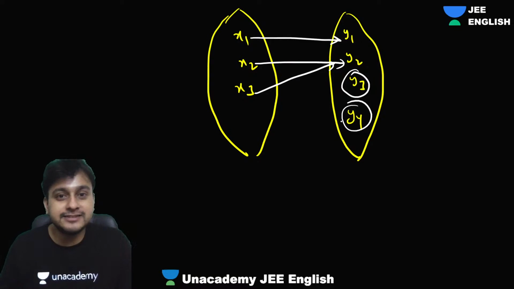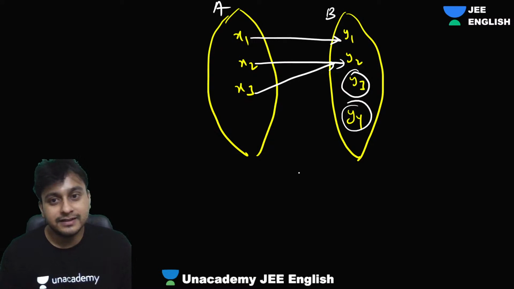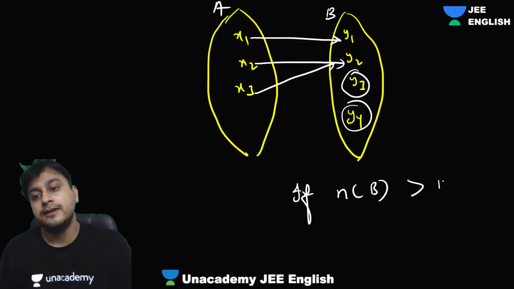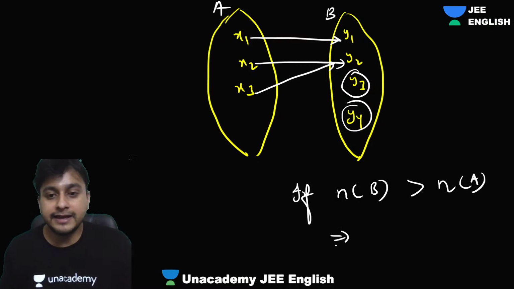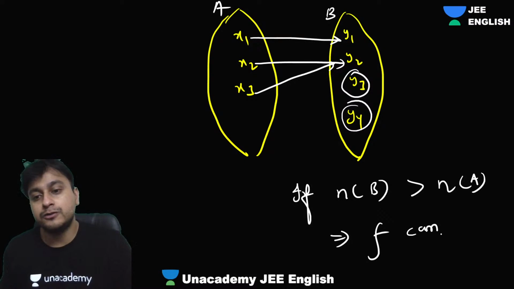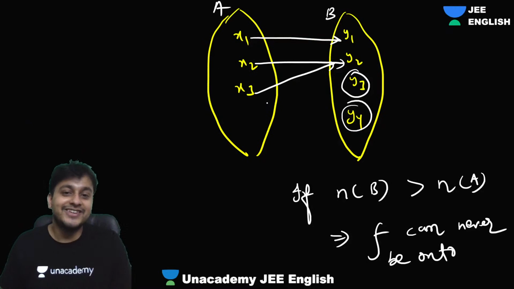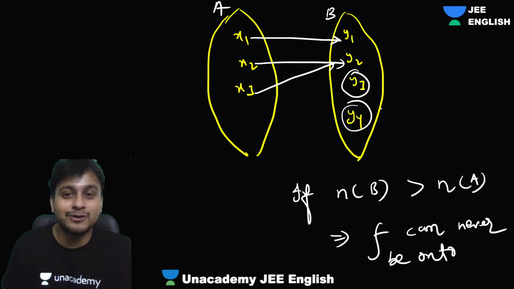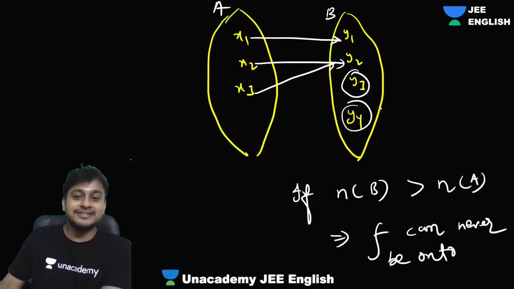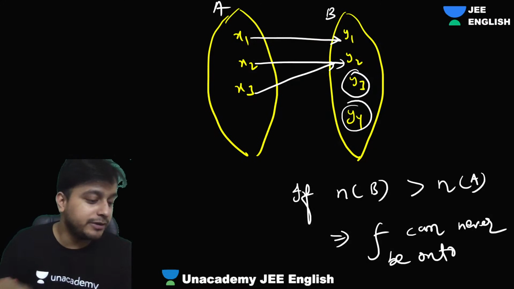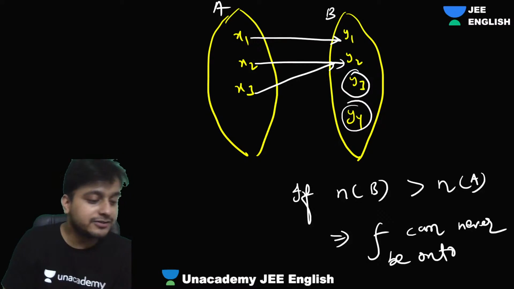So guys, let's suppose this is set A, this is set B. If cardinal number of B is more than cardinal number of A, it implies F can never be onto. You cannot map everything, can you? No. You have to map one X with two more Y's. So if cardinal number of B is more than cardinal number of A, it can never be onto. Understood, guys?